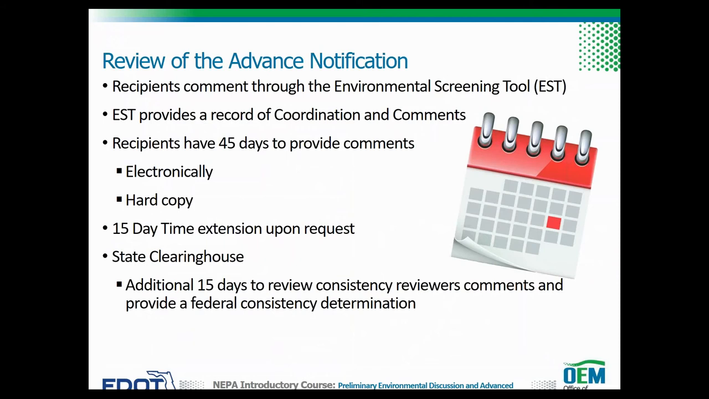The AN recipients review the AN and provide comments through the EST, which provides a record of coordination and comments. Recipients have 45 days from the date of the transmittal of the AN to provide comments either electronically or as a hard copy to the district. A 15-day time extension can be granted upon request by the reviewer. After the review period, the state clearinghouse has an additional 15 days to review the consistency reviewer's comments and provide a federal consistency determination. Consistency reviewers are responsible for providing comments in the EST to ensure that the project complies with the statutes and requirements within their jurisdiction.